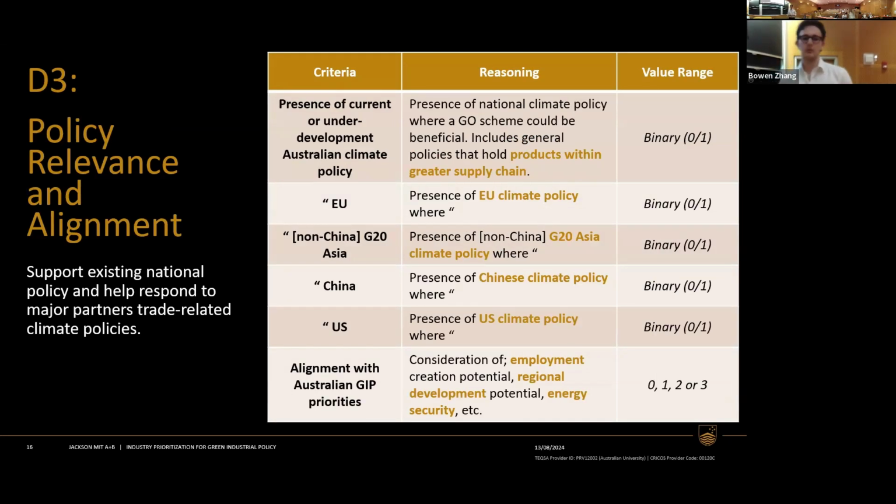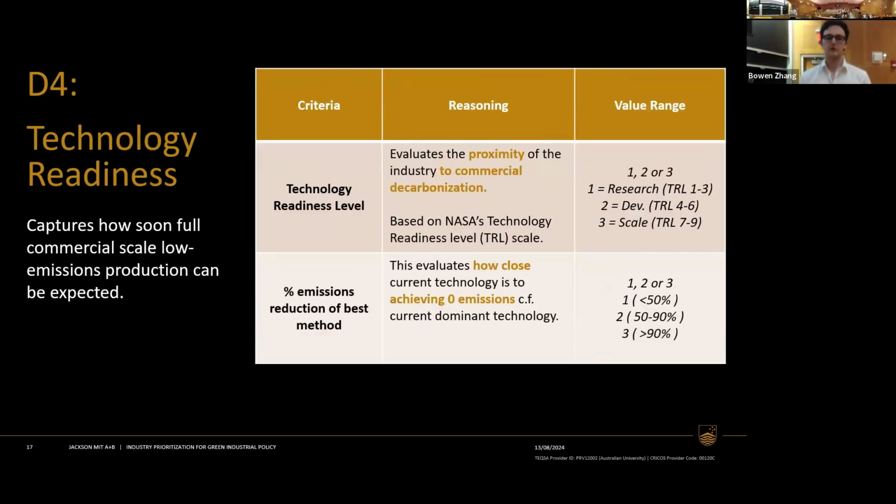For policy relevance and alignment, we've gone with whether or not the industry is included in our major trading partners' pieces of policy, whether they're current or under development, and whether or not the industry is aligned with Australian green industrial policy priorities. Technology readiness, from its namesake, is the technology readiness level at the national scale. So just looking at whether it's in the research, development, or commercialisation stage. And also the percentage emissions reduction of the best method. So is the best method actually reducing emissions that much?